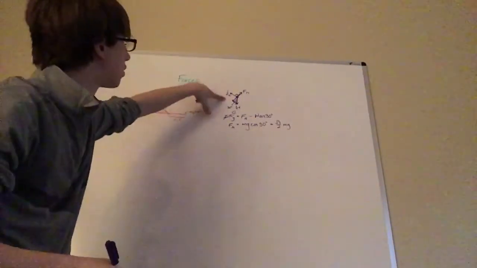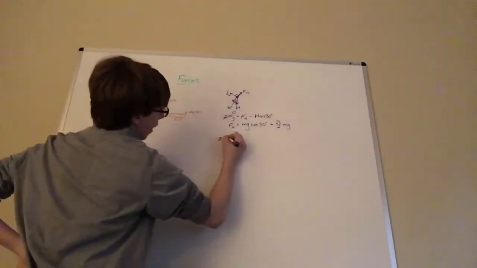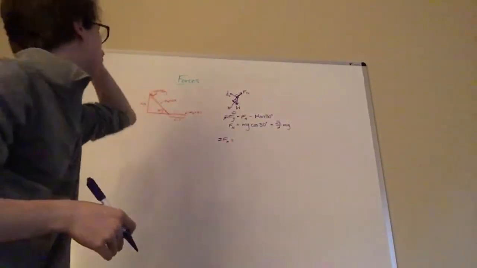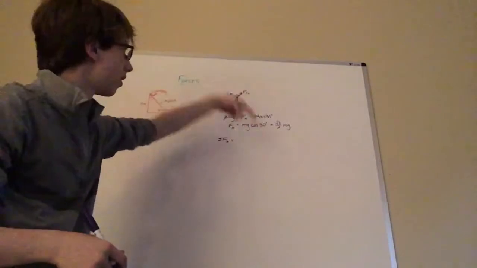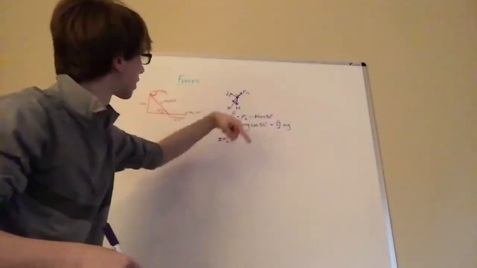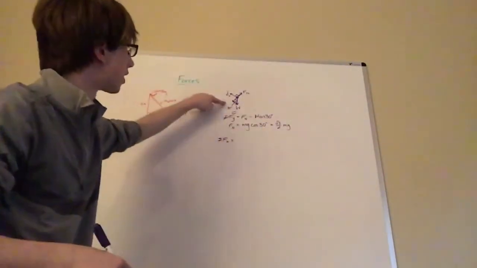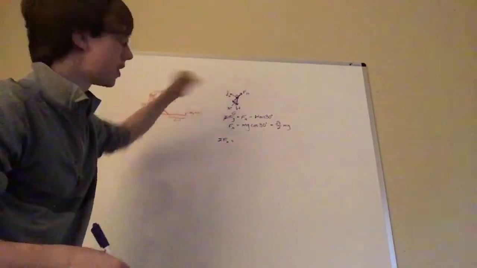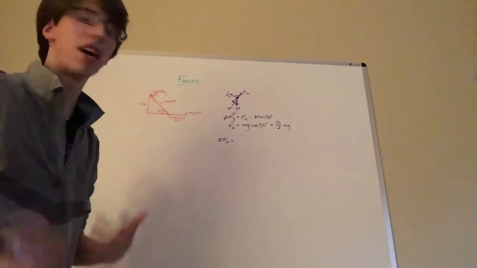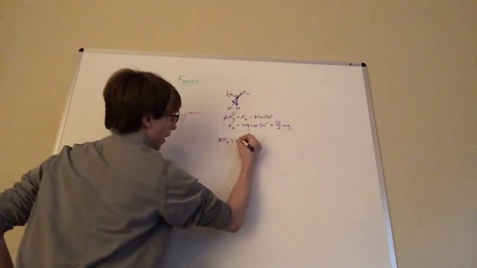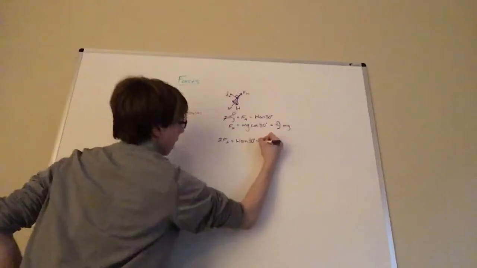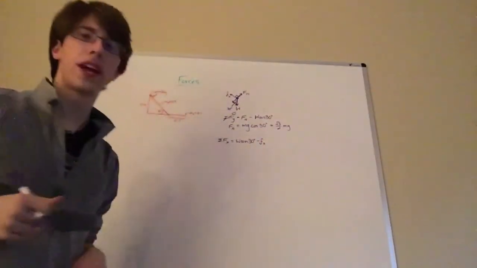So we have our sum of our x forces is equal to, so first we have the force in which there is acceleration, which is the second weight component, and that is the opposite to the angle, so that's going to be weight times sine 30. Weight sine 30 degrees minus the kinetic friction.